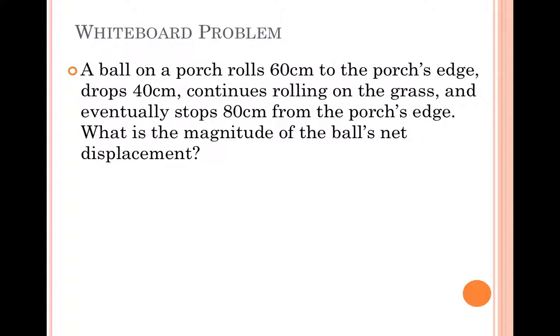Okay, so now we have a ball rolling on a porch. It rolls 60 centimeters to the edge of the porch. It drops 40 centimeters. Then it rolls along the grass. We're assuming it rolls along a flat piece of grass and stops 80 centimeters from the porch's edge. What is the magnitude of the ball's net displacement? So we actually have two displacements in the x direction. The 60 and the 80 are side to side or x direction displacements, and the 40 centimeters is a y displacement.